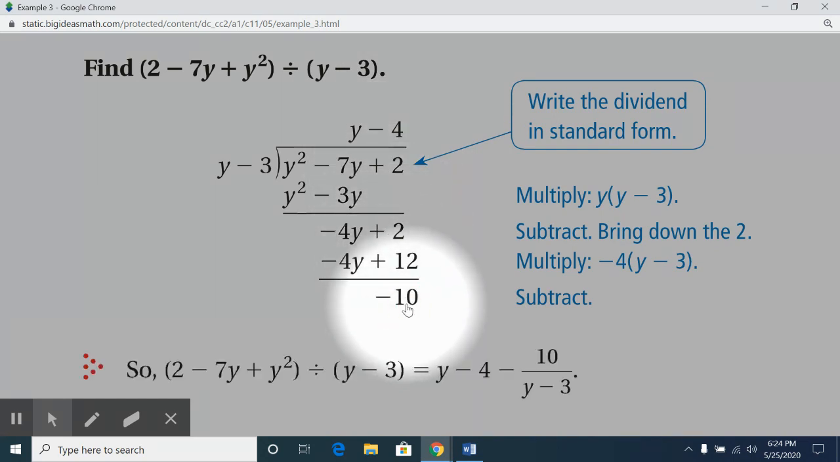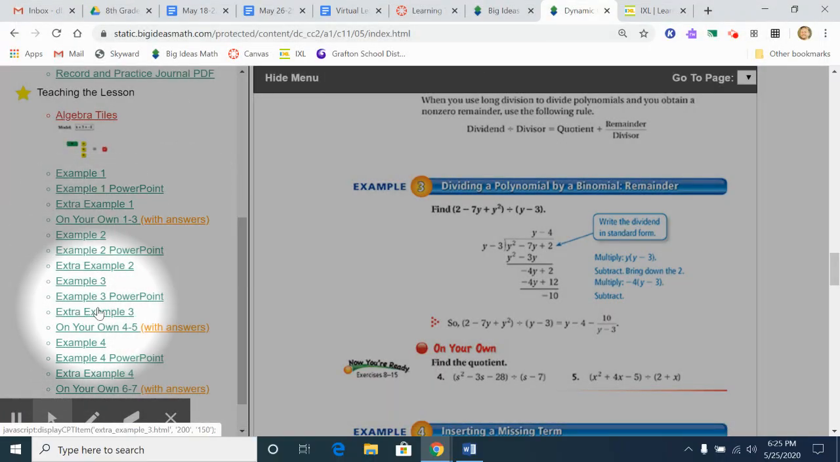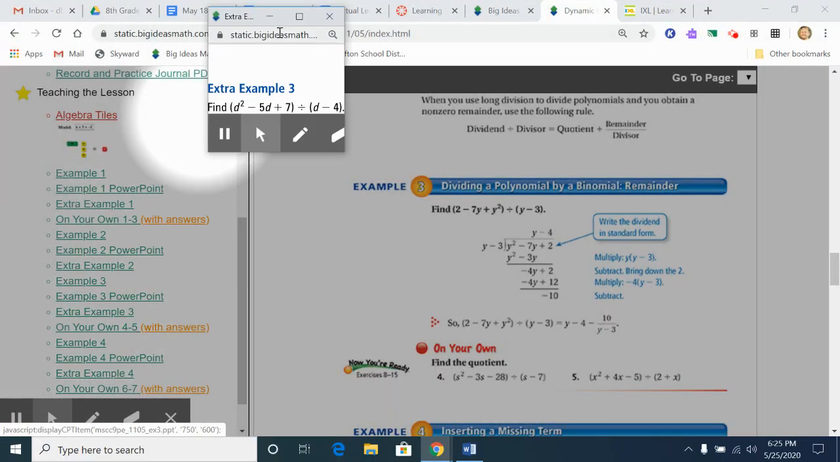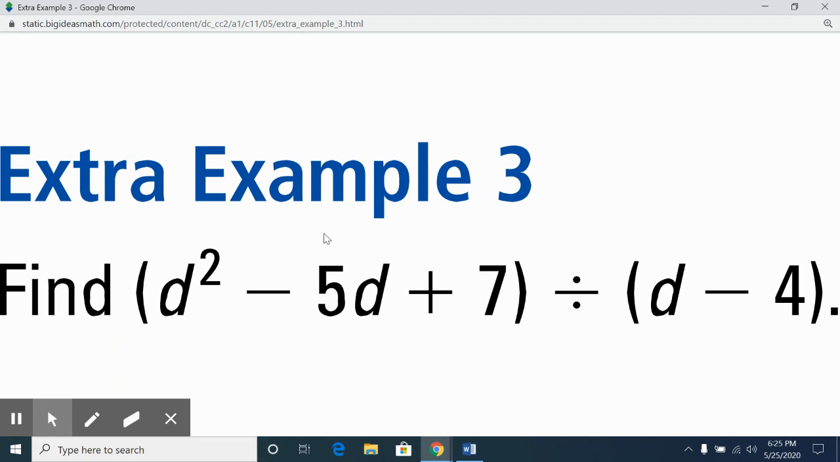So, here's how I write my answer. My quotient, since it's -10, minus that 10, that remainder, over top of what we were dividing by in the first place, which was y minus 3. So the remainder goes over the divisor when we have a remainder. It's the same steps, but now we have a remainder. So let me show you an extra one here.